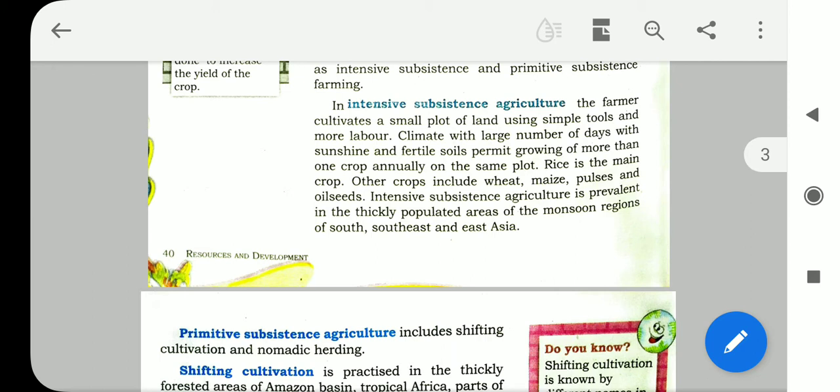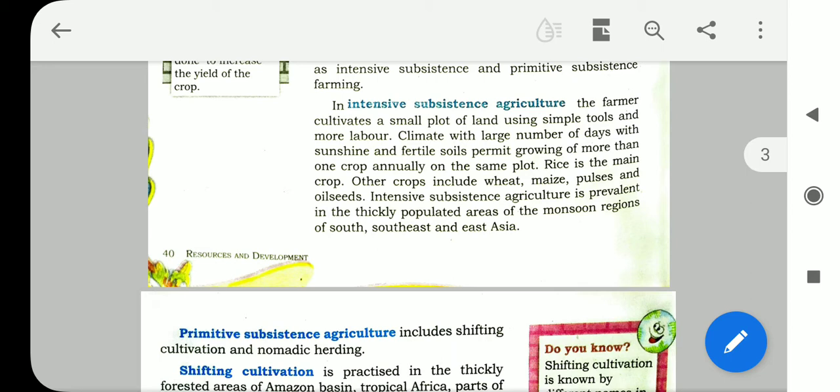They farm in a small plot of land, and their main crop is rice. Rice is the main primary crop, and the others are secondary: wheat, maize, pulses, oilseeds, like that. This type of agriculture is found in thickly populated areas where monsoon climatic conditions are there, basically Southeast and East Asia.